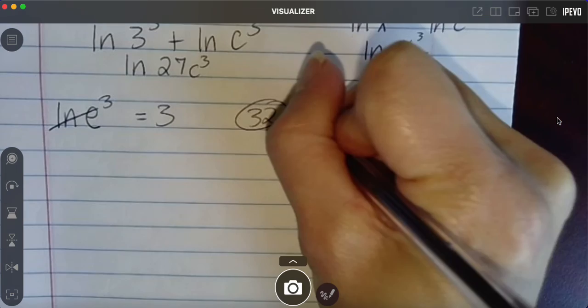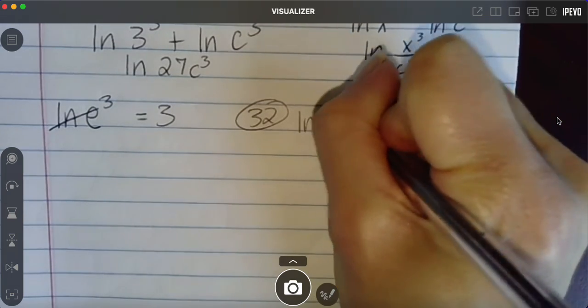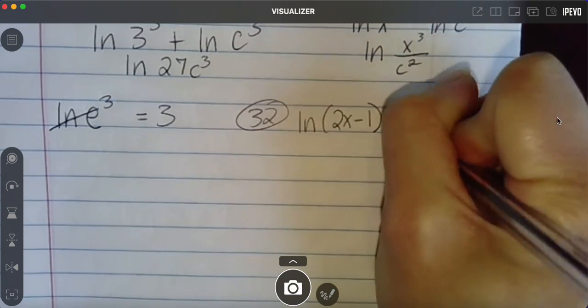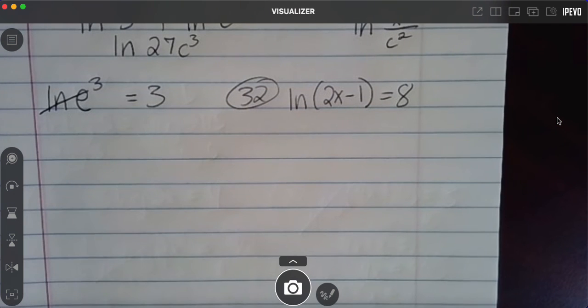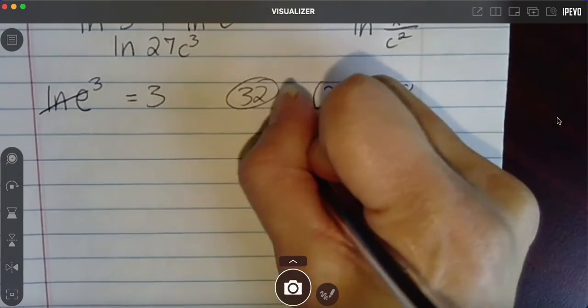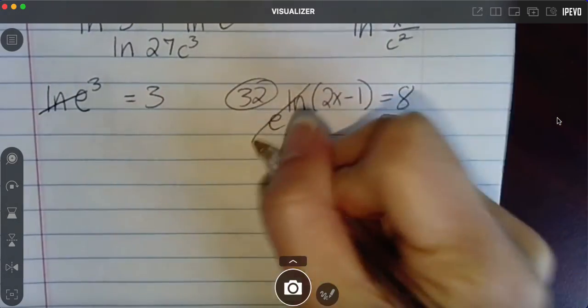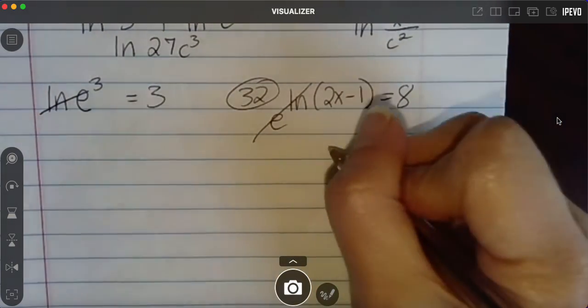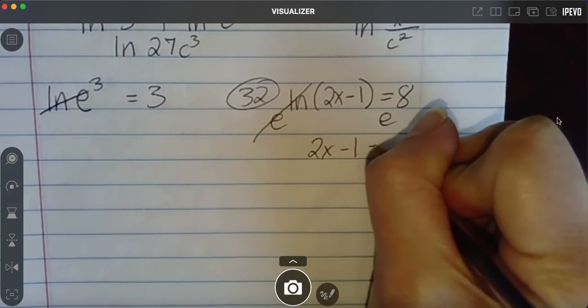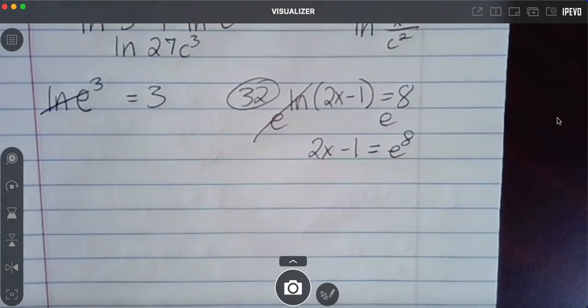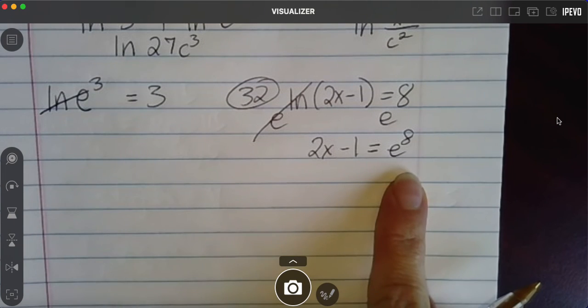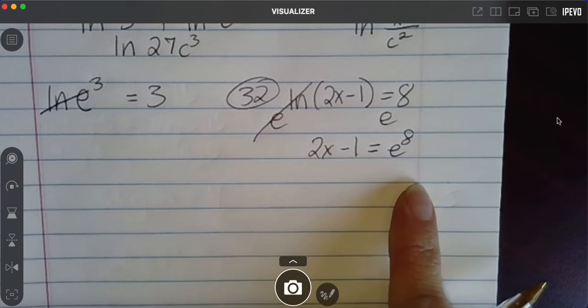32, it's the natural log of 2x minus 1 equals 8. How do I get rid of the natural log? If you forgot, look at your calculator. It tells you it's the same button. So you're just going to take e to both sides. So I get 2x minus 1 equals e to the 8. And your calculator should give you whatever e to the 8 is. And then how are you going to solve?